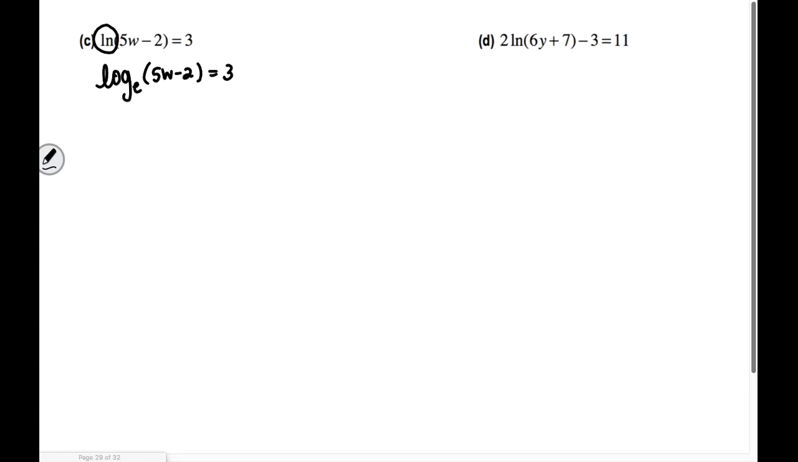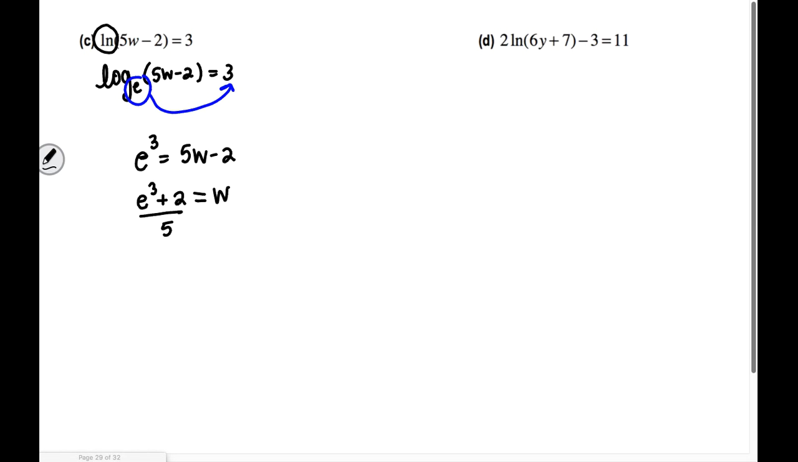You see it? Yeah, so it's e to the 3 equals 5w minus 2. So e to the 3, I know it looks like x cubed or something. e to the 3 is a number. So our answer is going to be e cubed added to 2. And then if I have 5w, I divide by 5 to get my w. So that would be the exact form of the answer.